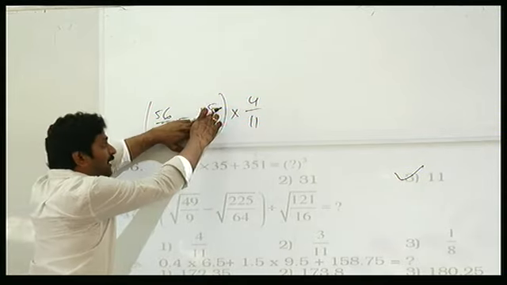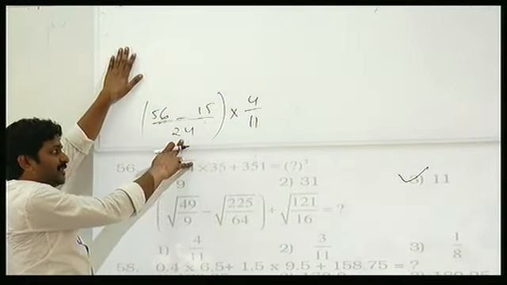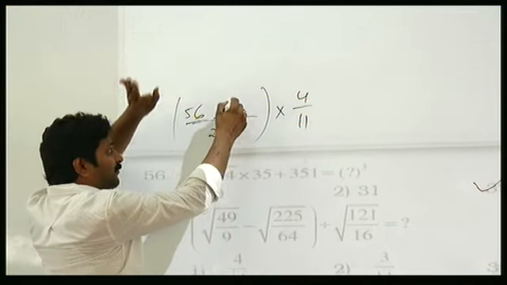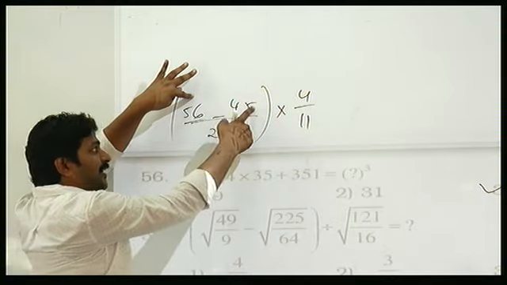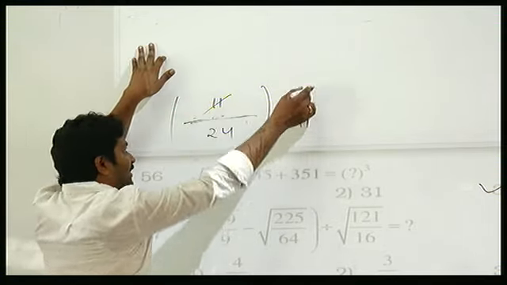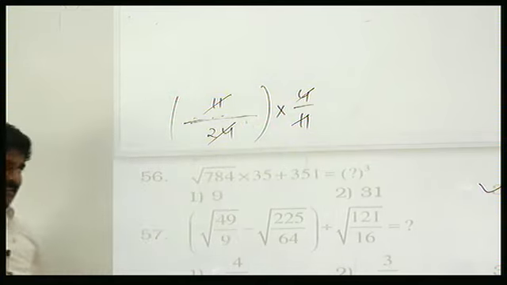Here we actually have 15 by 8. 8 how many times is 24? 3 times. So for 15, 3 times, 45. 56 minus 45, 11. 11 cancels, 4. 6 times, answer 1 by 6.